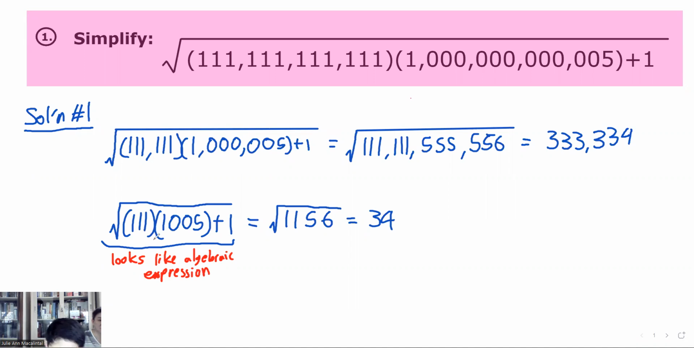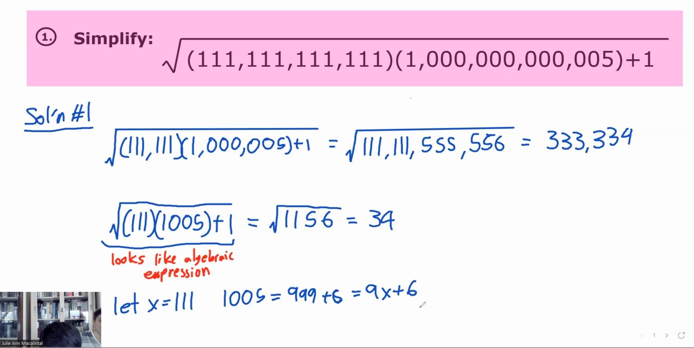So now, what if we make this into an algebraic expression, because it looks like one. We let x equal 111. Then 1005 is equal to 999 plus 5, which, since x is 111, is 9x plus 6, because it's 999 plus 6.